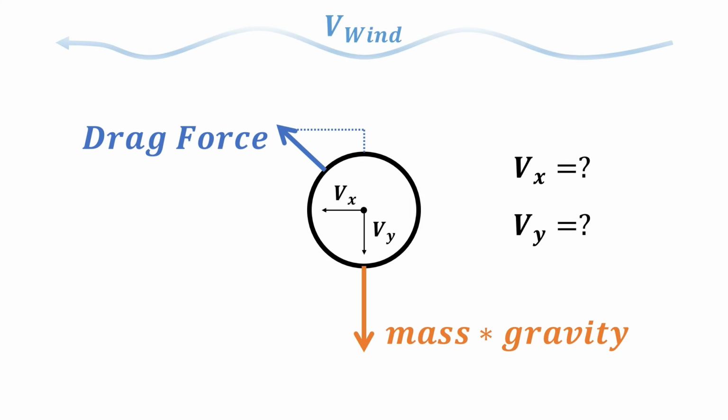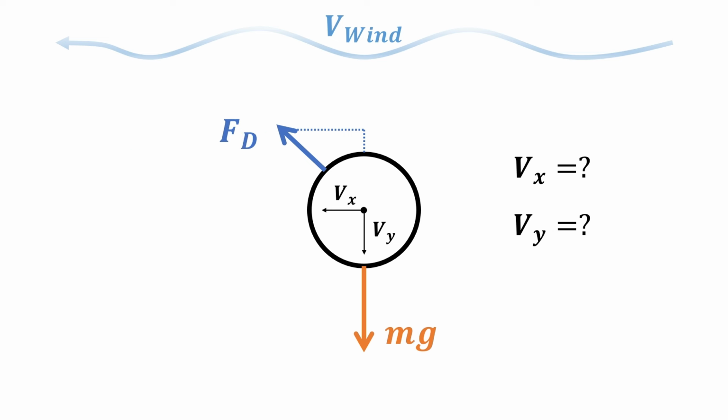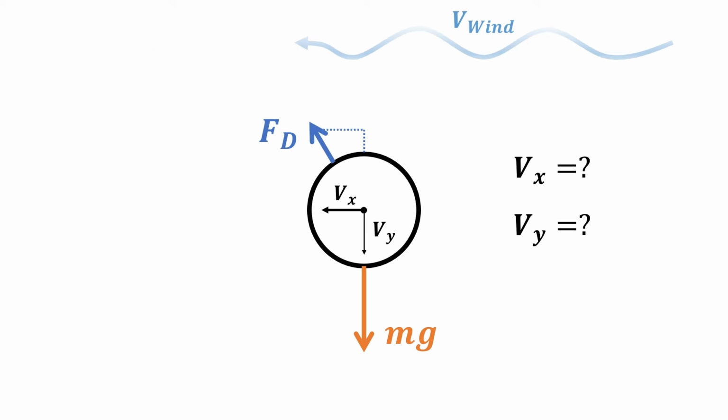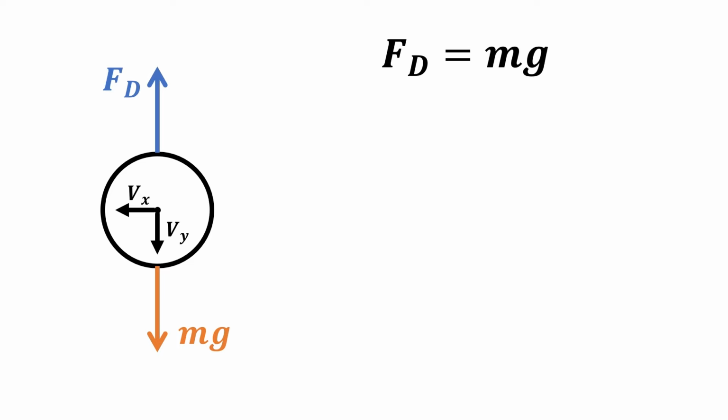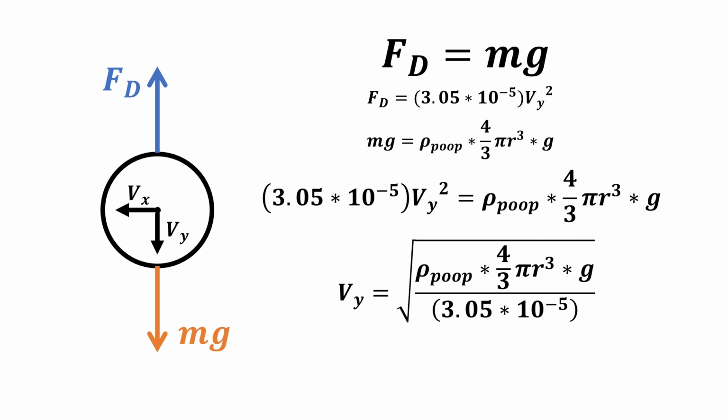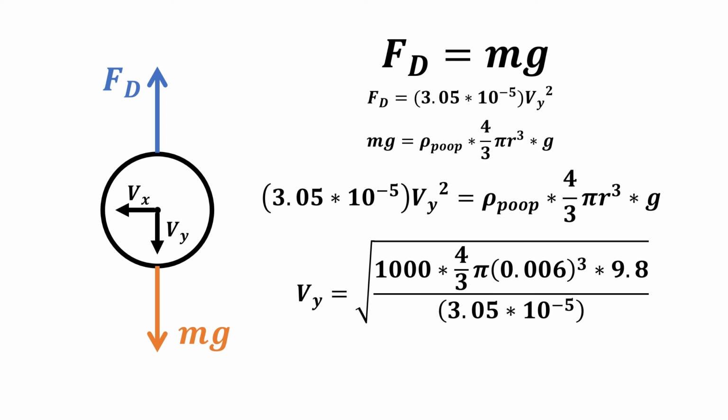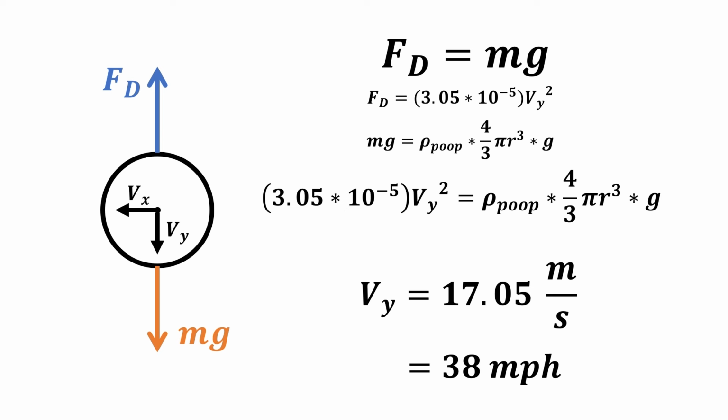Here's the free body diagram of all the forces acting on a turd falling through the air on a windy day. Assuming the wind is parallel to the ground, the drag force will pull the poop in the direction of the wind until the horizontal velocity component is matching the wind speed. Simultaneously, the poop will pick up vertical speed until the drag force matches gravity, called the terminal velocity. We can calculate terminal velocity from the force balance. Assuming that the density of the droppings is about the same as water, we end up with a speed of 17 meters per second or 38 miles per hour.